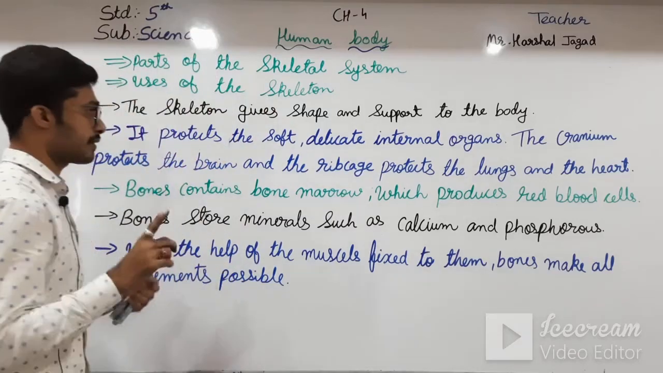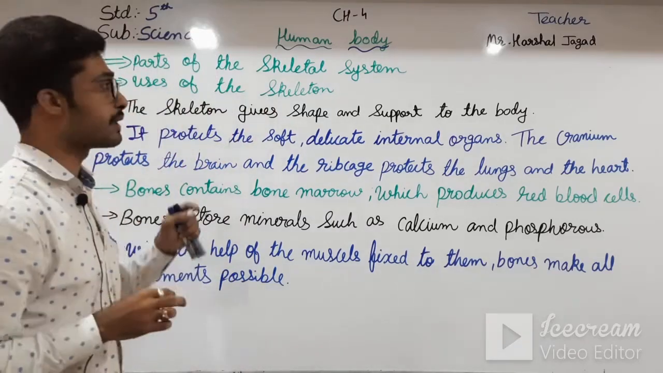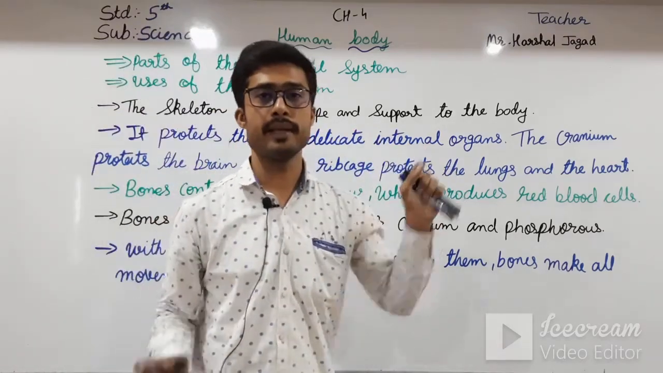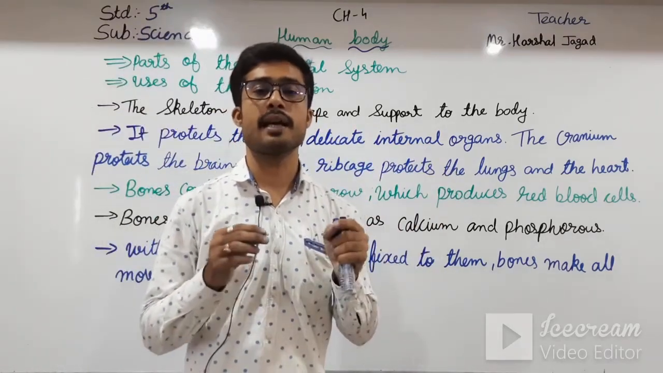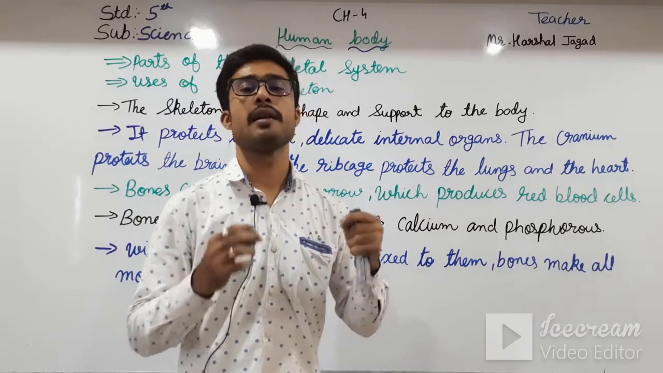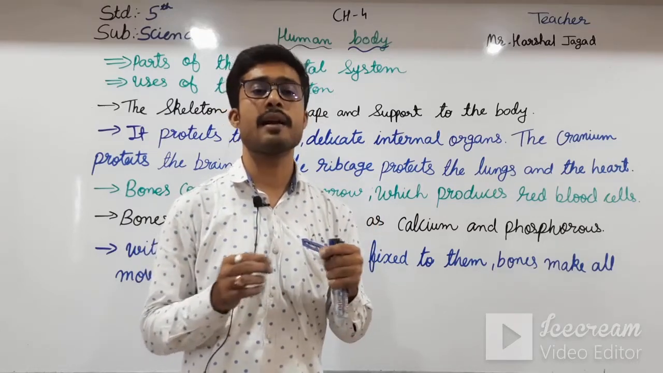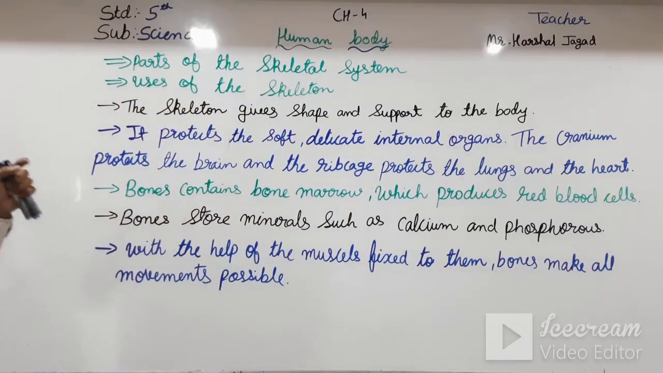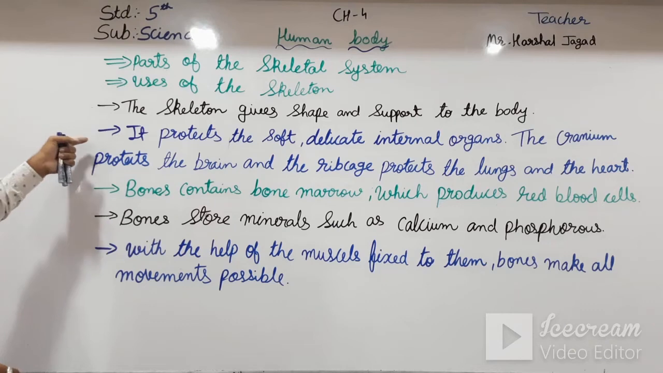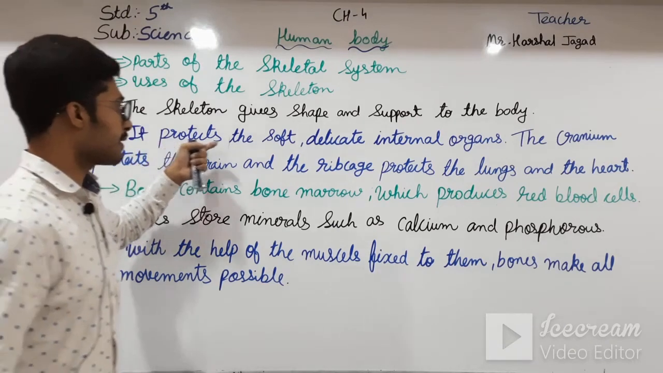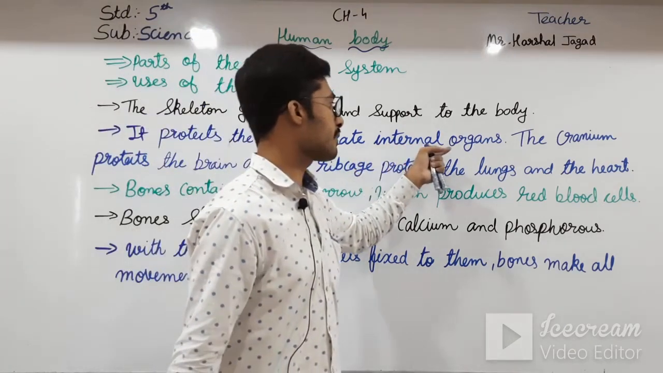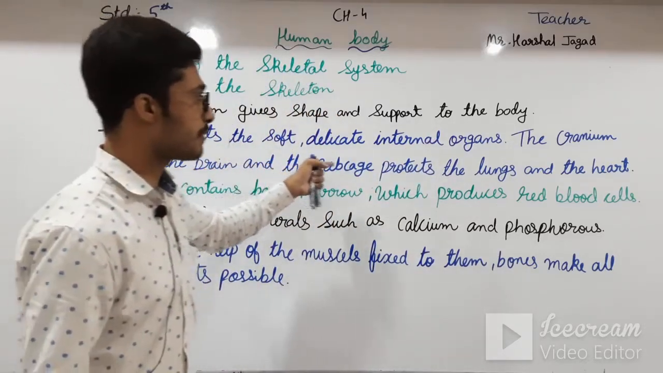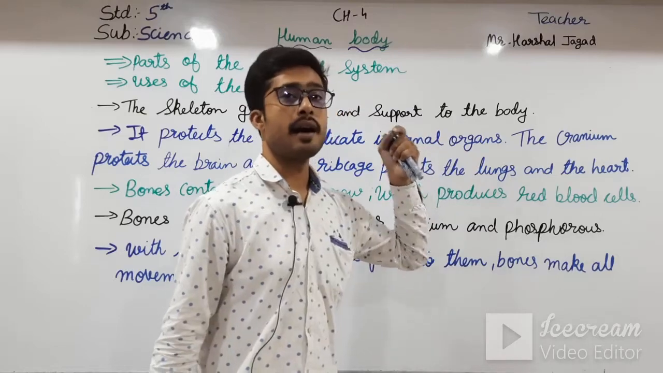See here, the first and the very important use is the skeleton gives shape and support to the body. Means without the skeleton we can't sit or stand. Okay students, we can't sit or stand. And the next one is it protects the soft delicate internal organs. The cranium protects the brain, the rib cage protects the lungs and the heart.